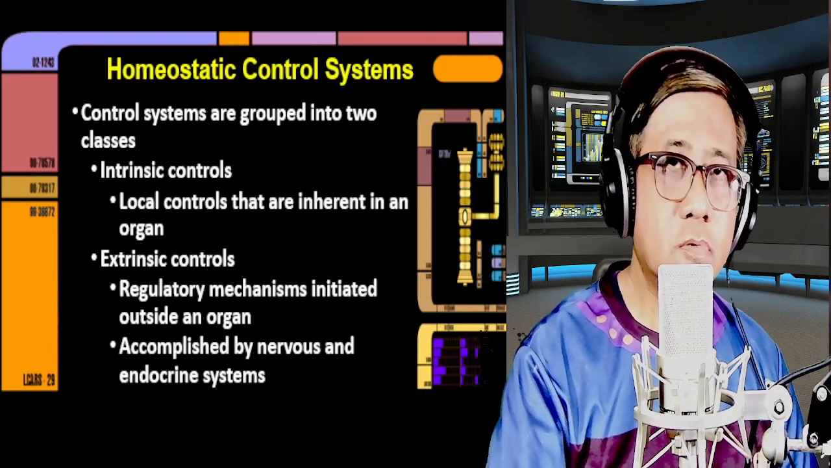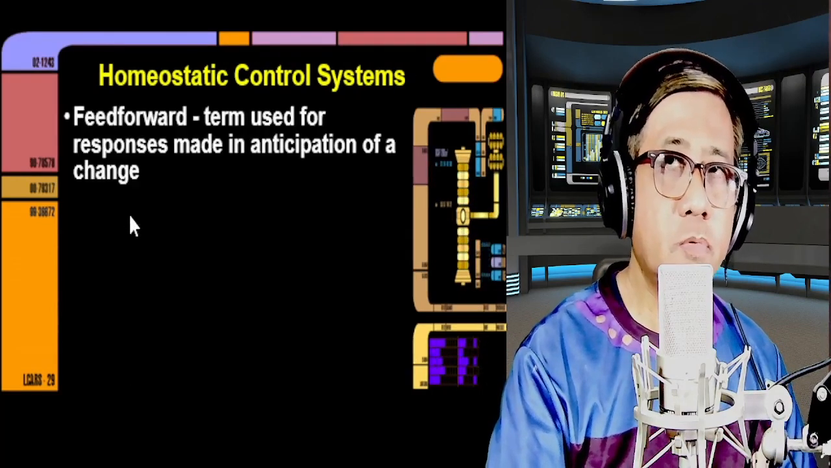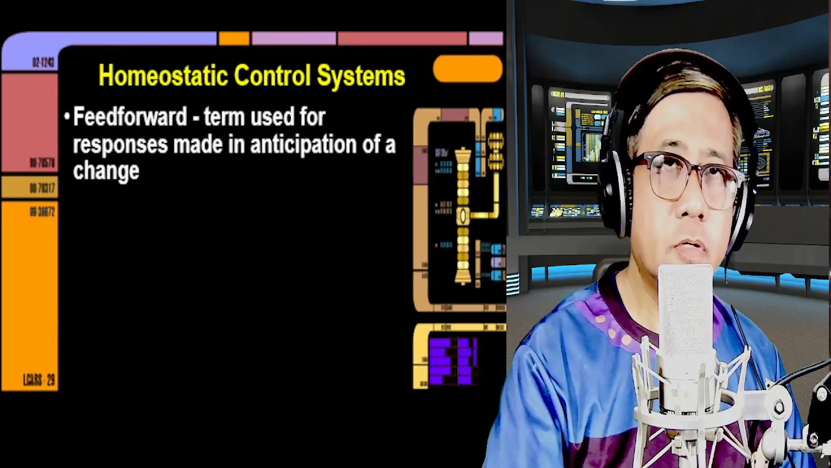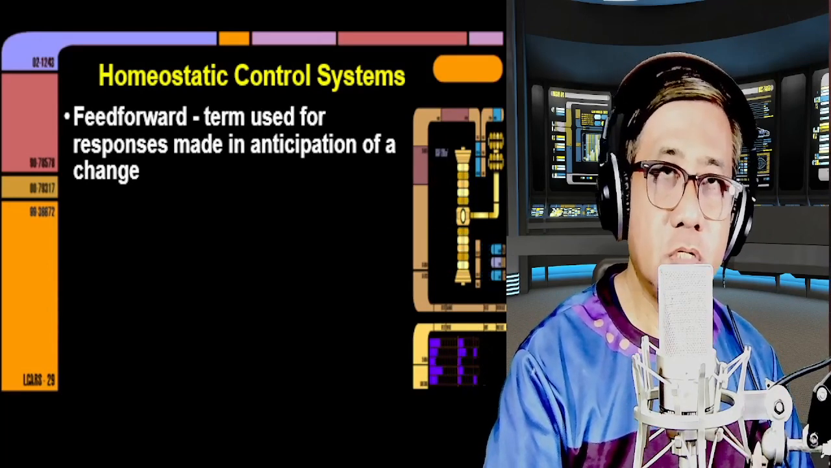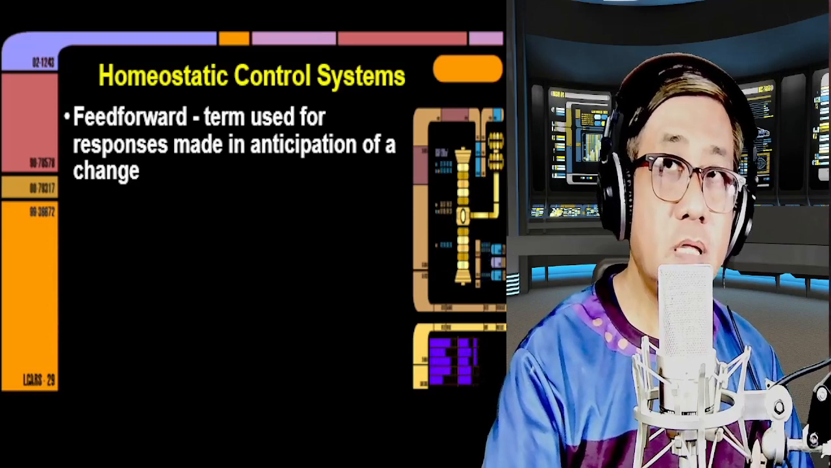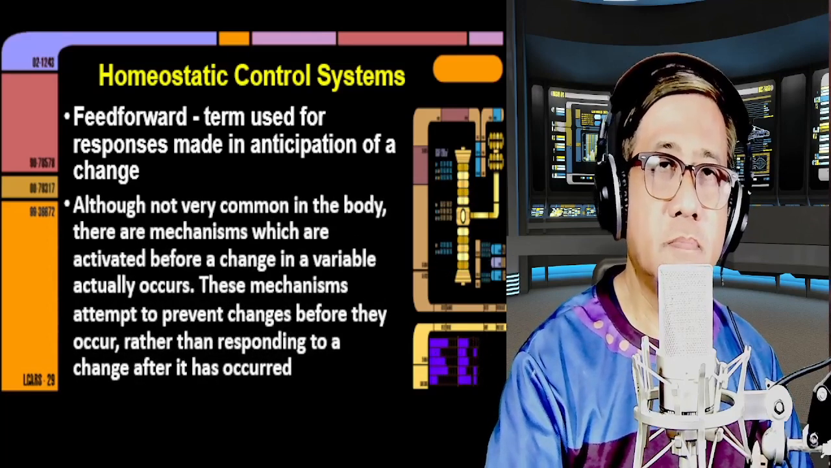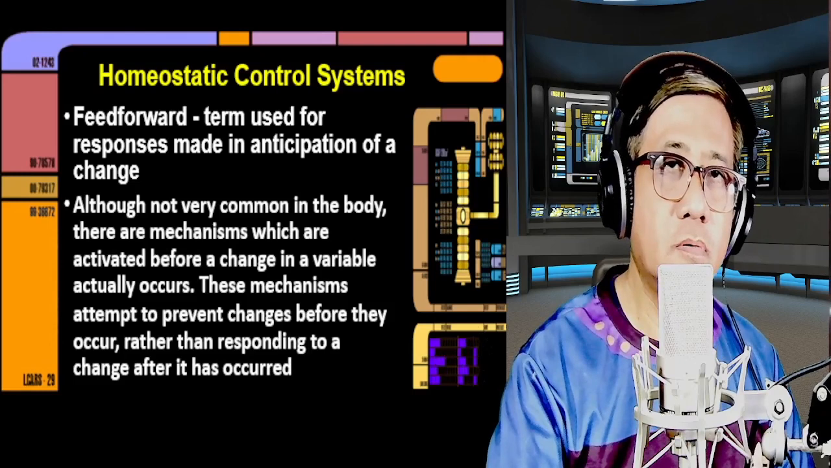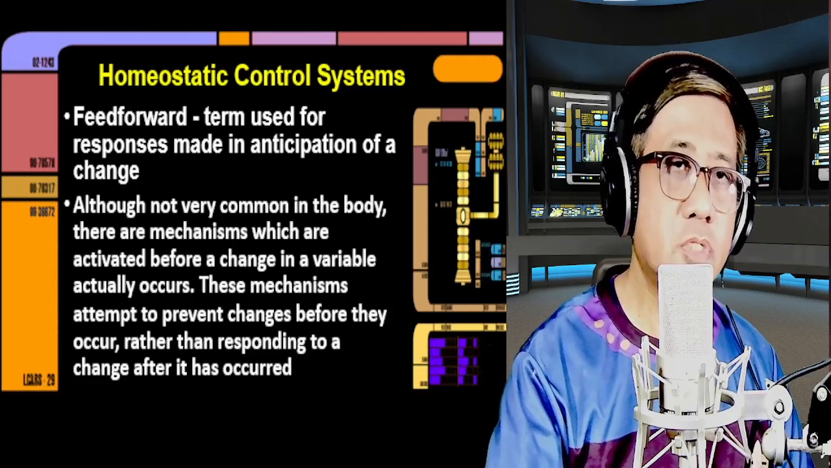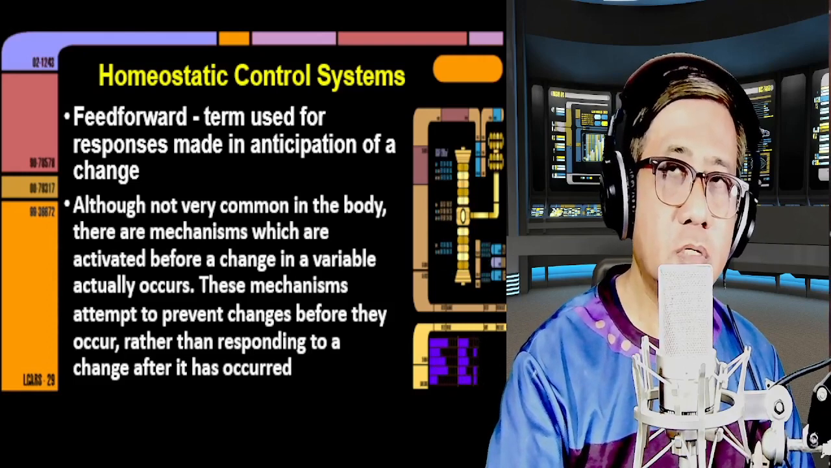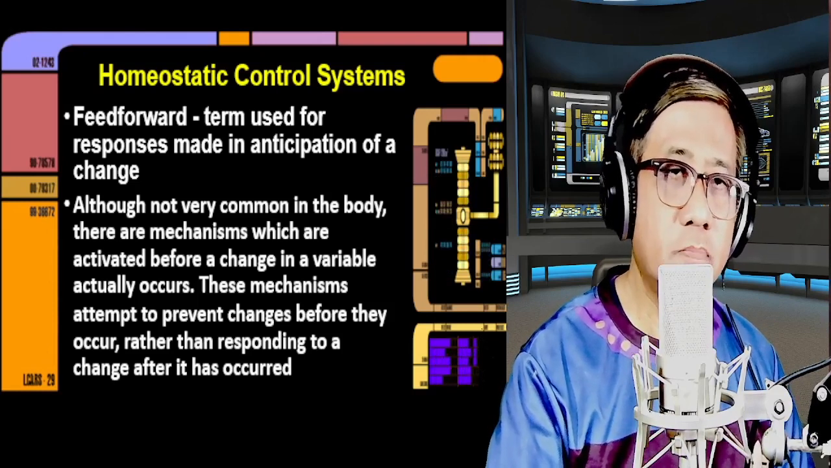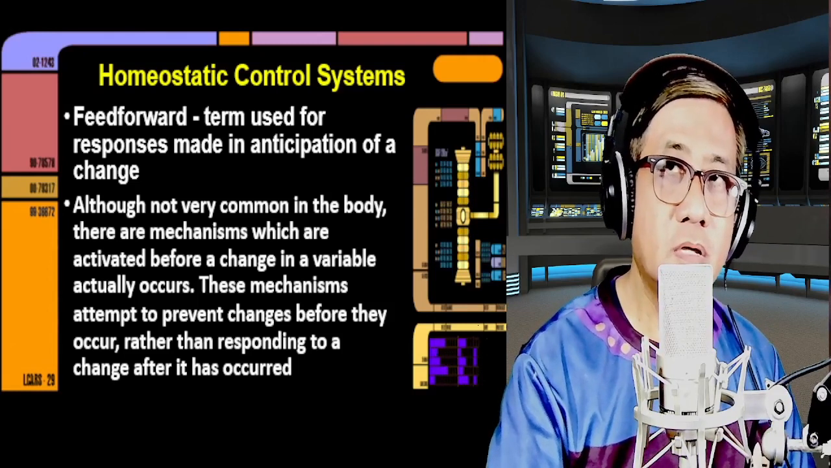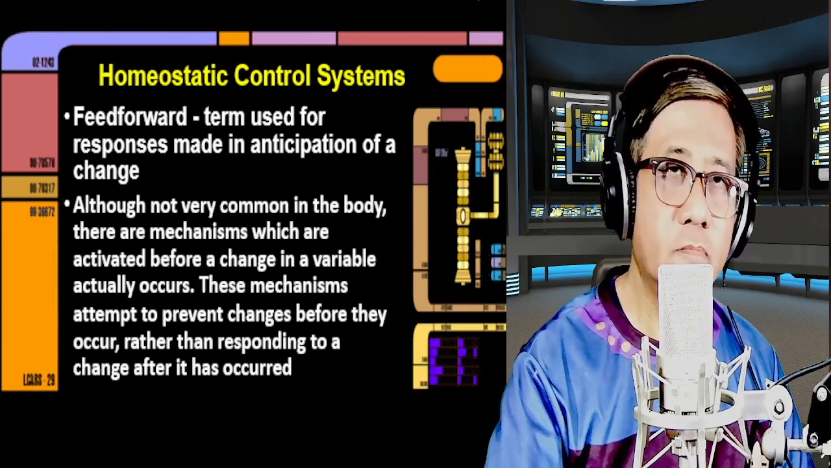Now, other homeostatic control system also includes the following. So first, we have what we call feed forward. Now, feed forward is a term used for responses made in anticipation of a change. Alright, take note. Responses made in anticipation of a change. Alright, so although not very common in our body, there are certain mechanisms which are activated before a change in a variable actually occurs. These mechanisms attempt to prevent changes before they occur rather than responding to a change after it has occurred. So ina-anticipate na yung magiging changes. Ang tawag dyan ay feed forward.